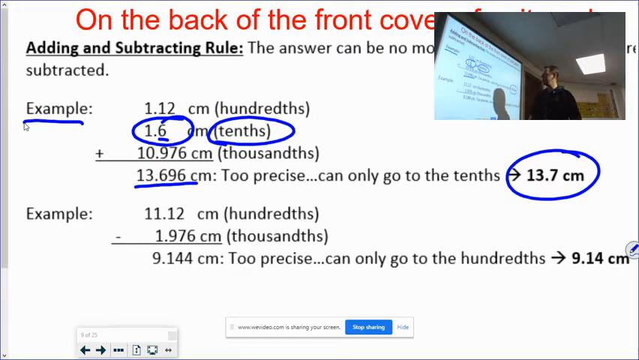We do some subtraction. This is the exact same rule. Our answer could be no more precise than our least precise piece of data. This piece of data only goes to the hundredths. This one goes to the thousandths. We get this on our calculator, but our answer can only go to the hundredths. So our answer ends up being 9.14 centimeters.